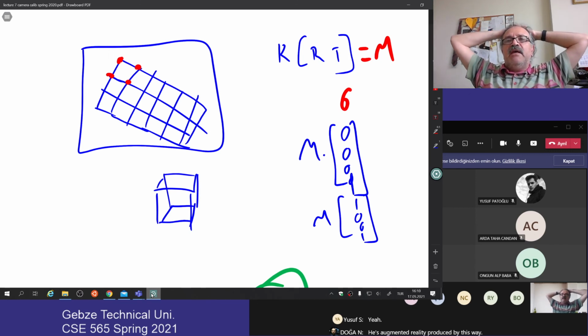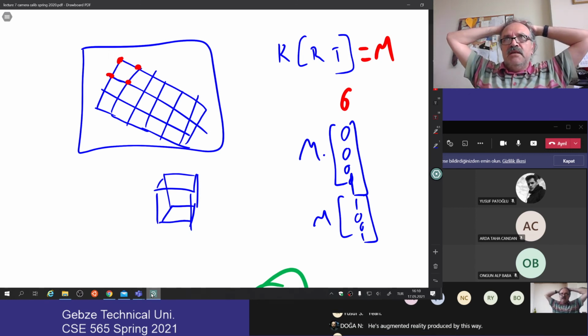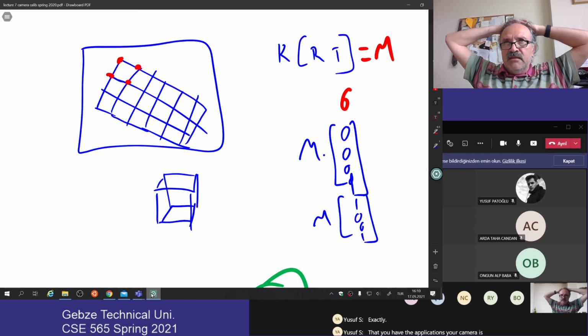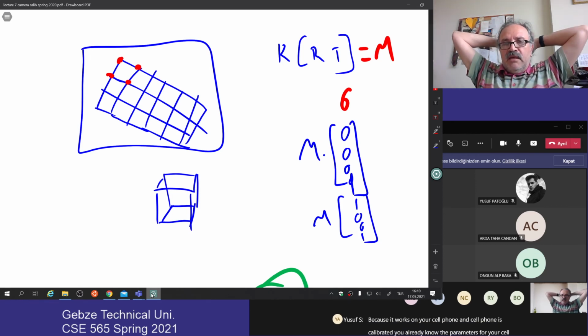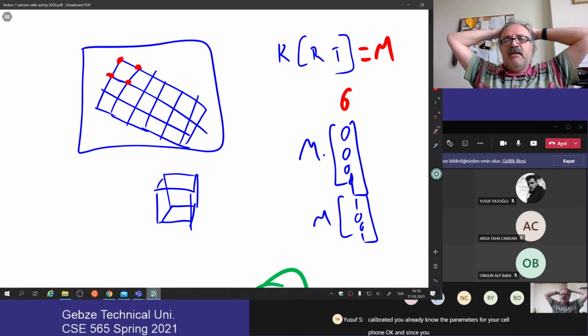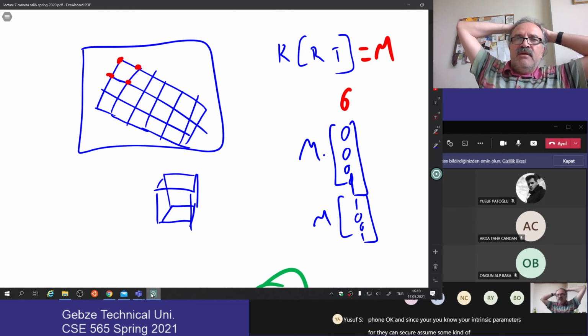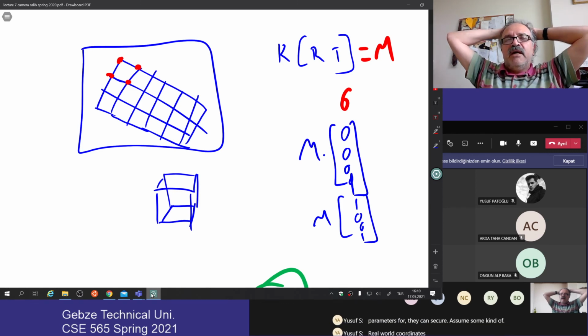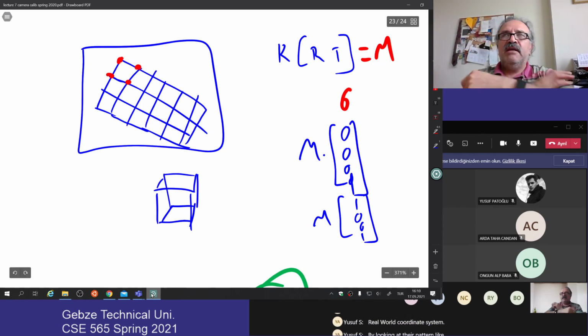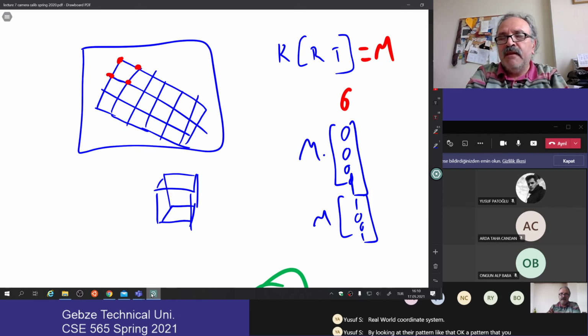Exactly. With augmented reality applications, your camera is calibrated because it works on your cell phone, and your cell phone is calibrated. You already know the parameters for your cell phone. And since you know your intrinsic parameters, for the extrinsic you assume some kind of real world coordinate system by looking at a pattern like that, a pattern that you know already. When you give those coordinates to the camera calibration, it returns the R and T parameters.